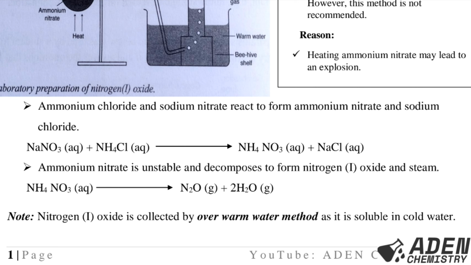Next, we are saying ammonium nitrate is unstable and decomposes to form nitrogen monoxide and steam. The reaction is ammonium nitrate solution, when we heat, we get nitrogen monoxide gas and also 2 moles of steam. We are told, note: nitrogen monoxide is collected by the warm water method as it is insoluble in warm water.